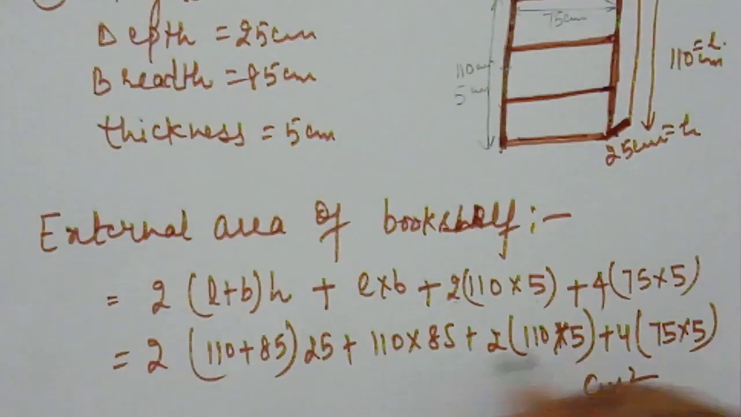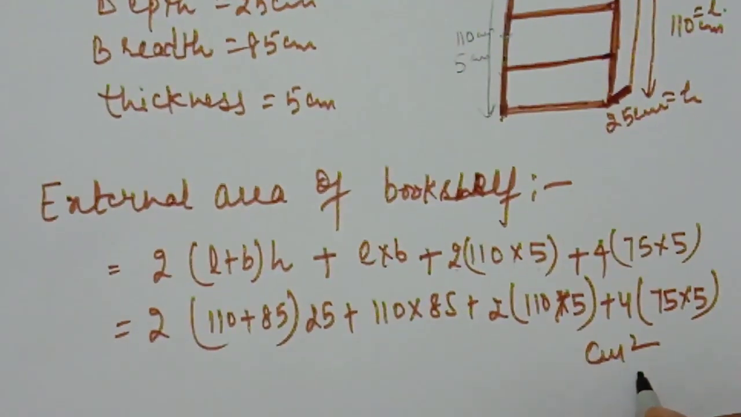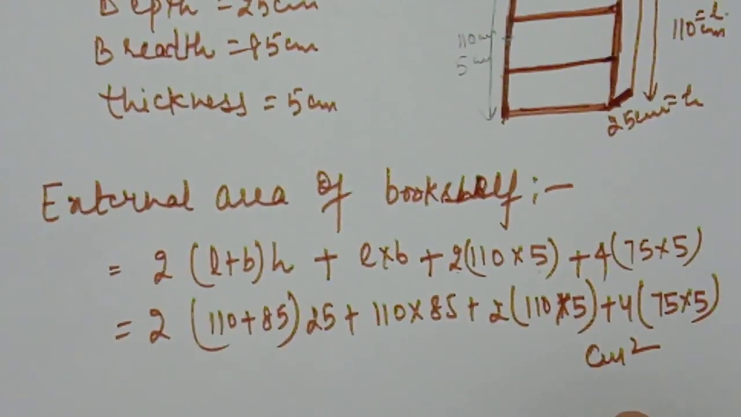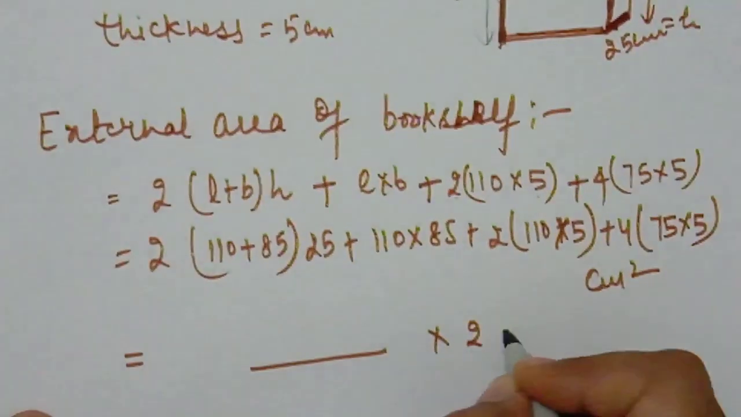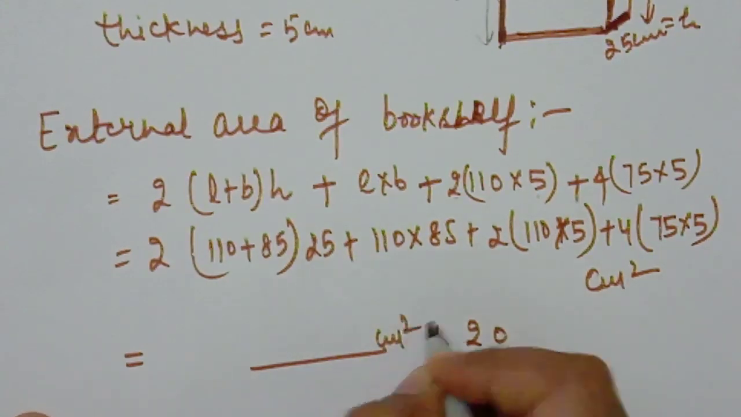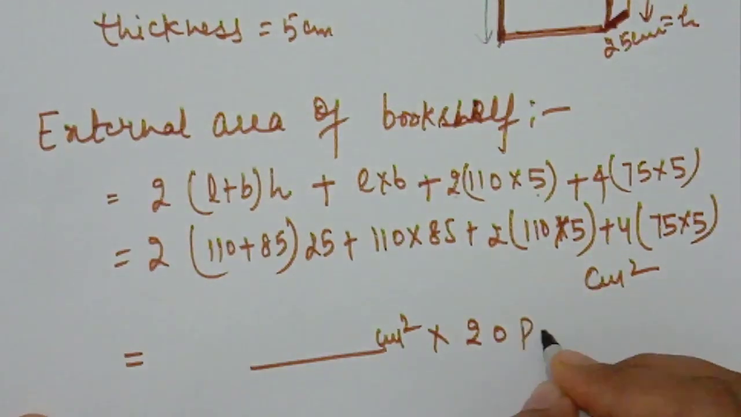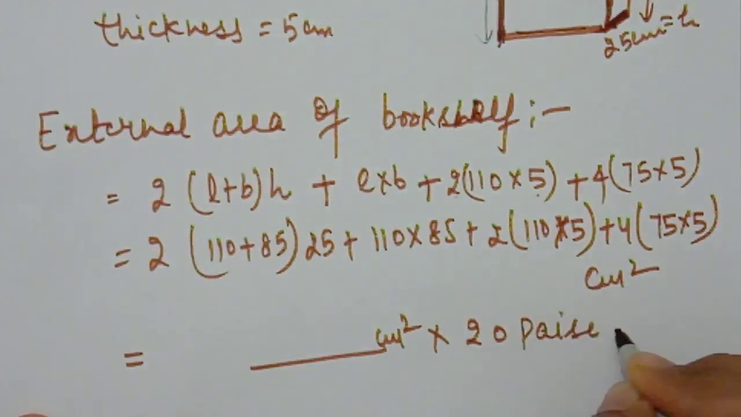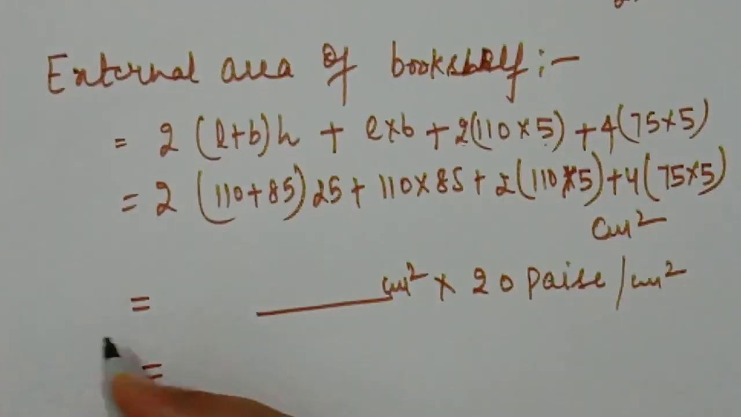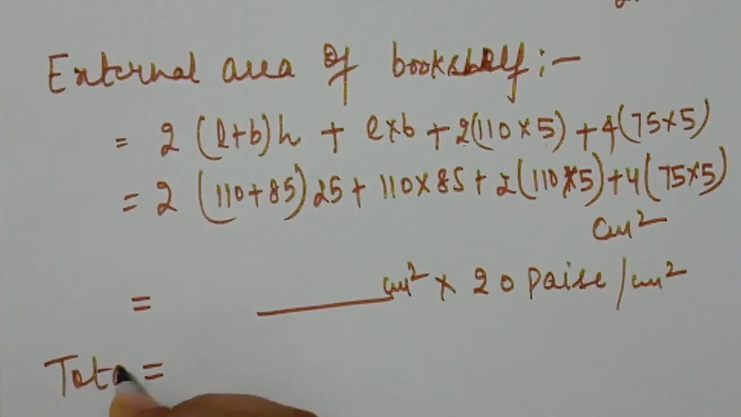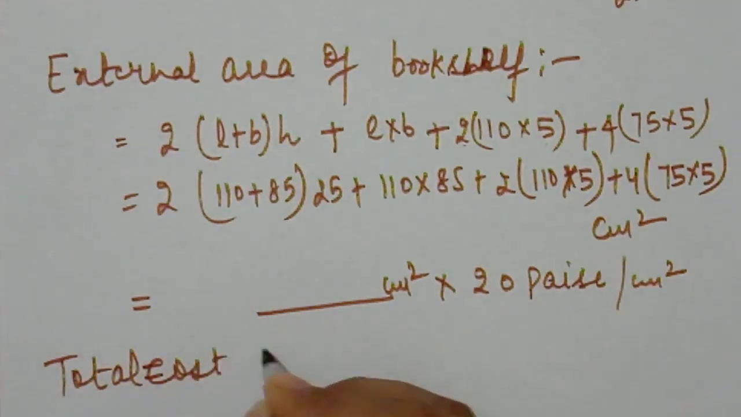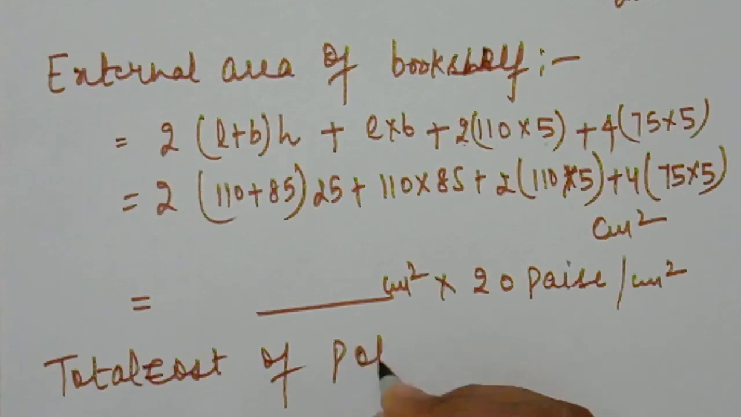This is now the complete centimeter square area. Now we have to find the cost, because the polishing rate is 20 paise per centimeter square. So we have to multiply this area with 20. You have to solve this and then you will find the centimeter square area. Then you have to multiply with 20 paise per centimeter square, and then we will find the total cost of polishing.